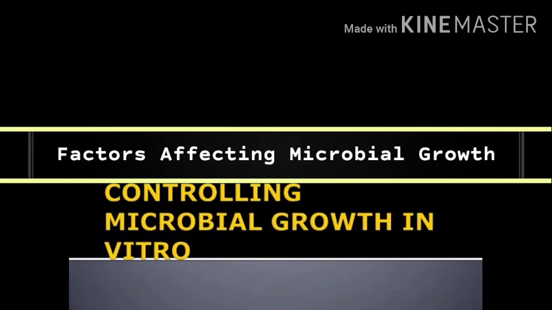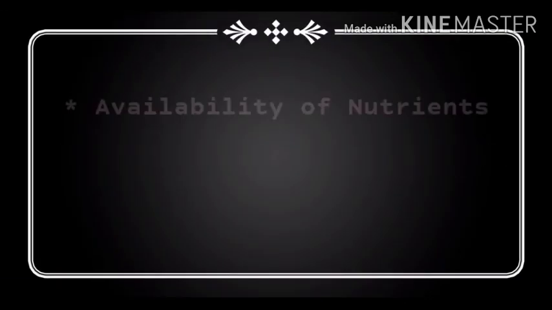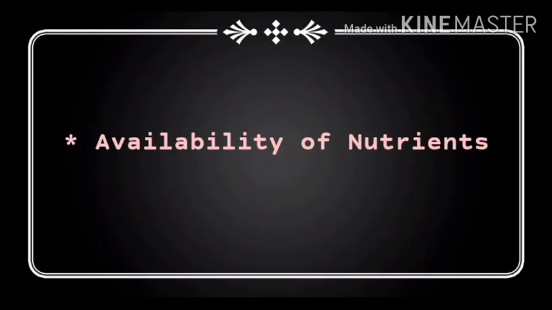Here are the factors that affect microbial growth. First is the availability of nutrients. Microorganisms need nutrients to sustain their life. In a particular environment, the appropriate nutrients should be available. Those nutrients serve as energy sources for microorganisms, and they also serve as a source of elements such as carbon, oxygen, and hydrogen, and other elements.